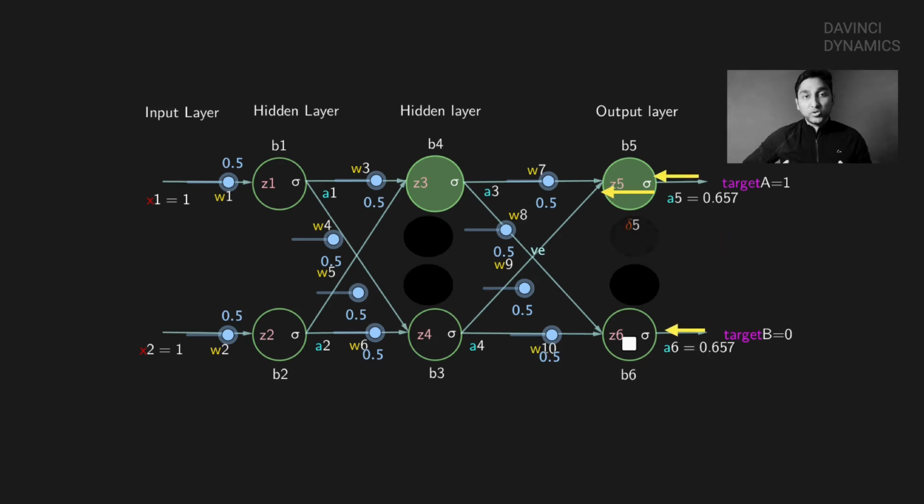Then we will move on to backpropagation. This is where the network figures out how much each node contributed to the error. It does this by calculating deltas or errors for each node.